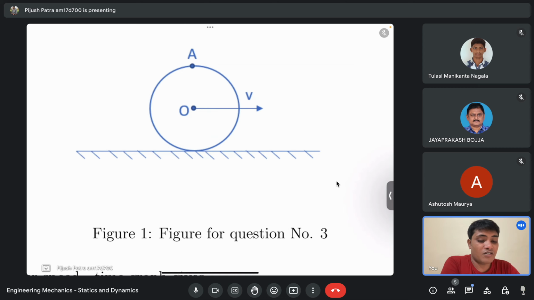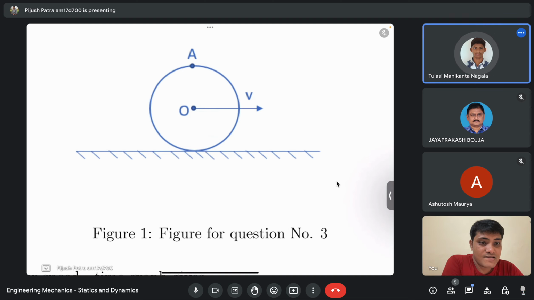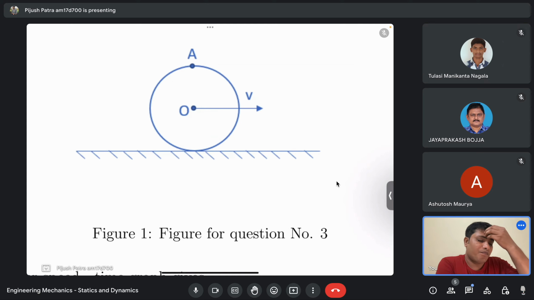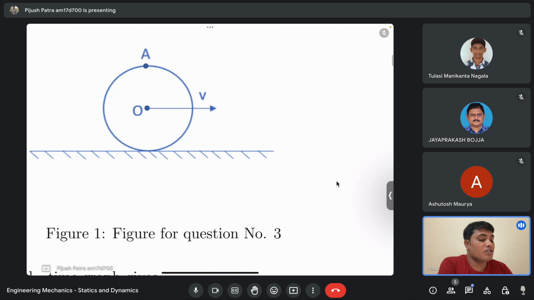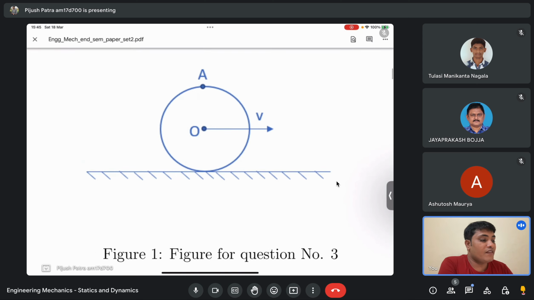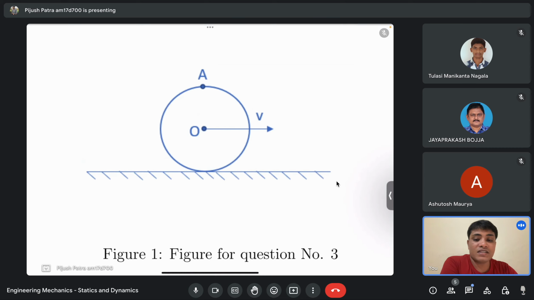Kinetic friction coefficient or dynamic friction coefficient? Static friction force. Static friction coefficient, exactly. So that means at this point the velocity is 0 and at the center the velocity is v, and you have been asked what is the velocity of point A, which is the topmost point of this. So what will be the velocity?